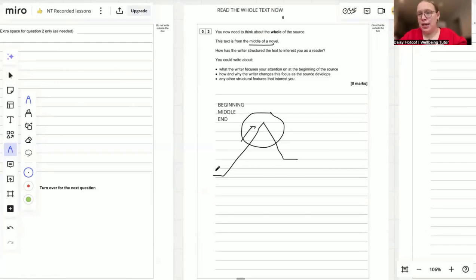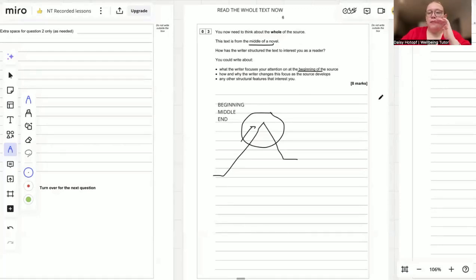Again, the course will go into more depth, but this is my top tip for this section: really focus on the beginning and the end, the development of it, and then do a bit in the middle, how they're changing that focus as the source develops, as it goes on. But the best thing to do is a paragraph from the beginning, a paragraph from the middle, a paragraph from the end.